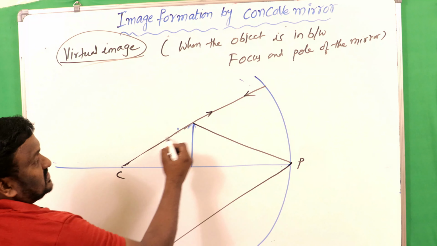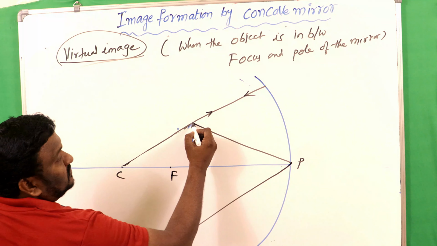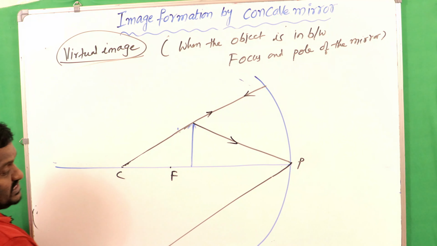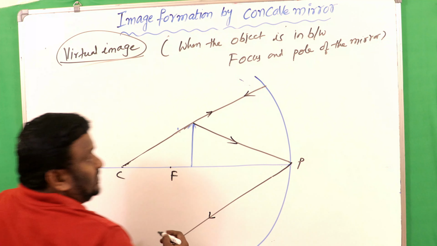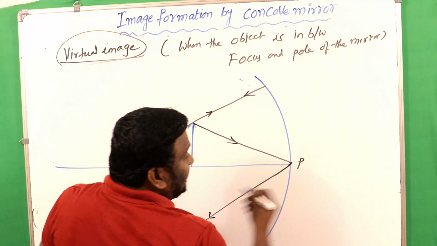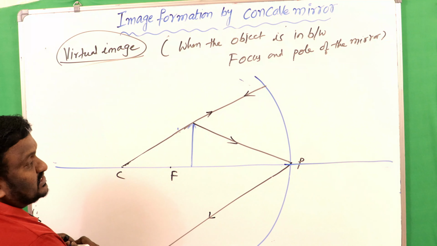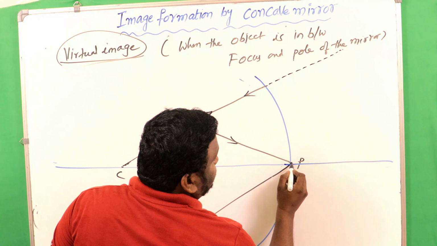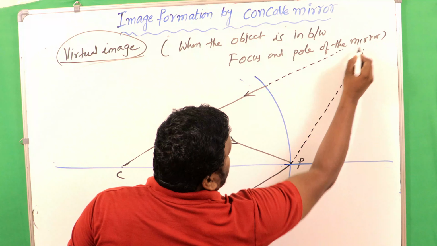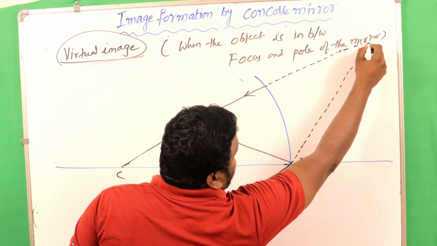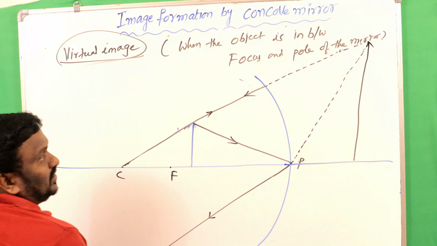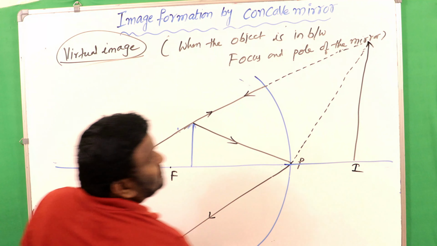Clear? The ray comes from the object as if it is coming from the center of curvature, and again it is reflected, same thing here. And this is the ray that strikes the pole with a certain angle, and with the same angle it is reflected. Clear? So now we have to extend these reflected rays. We are extending them like this. Yes, they meet at this point and they form the virtual image. So now this is the image.